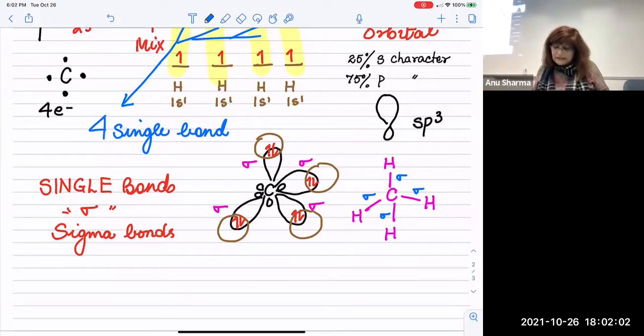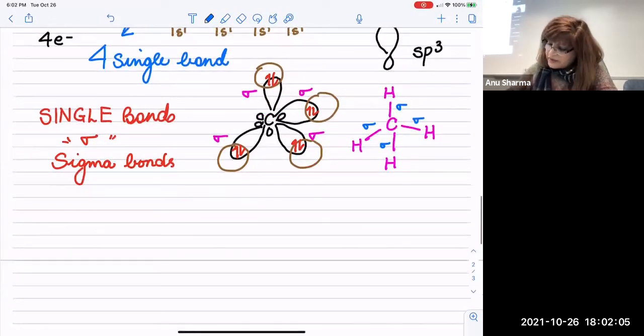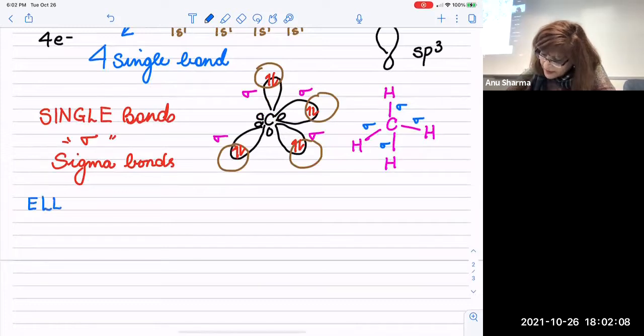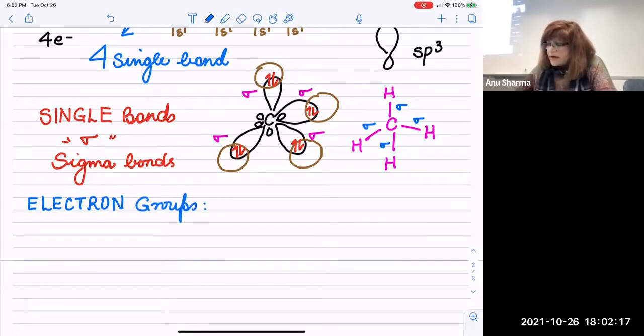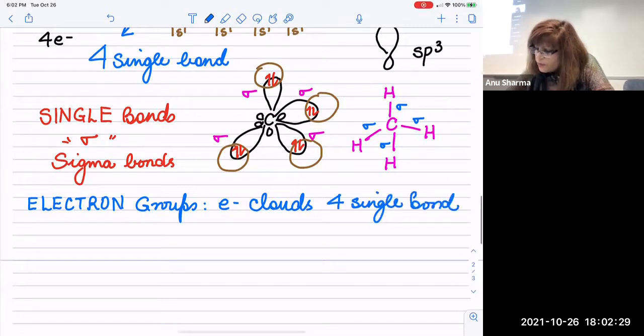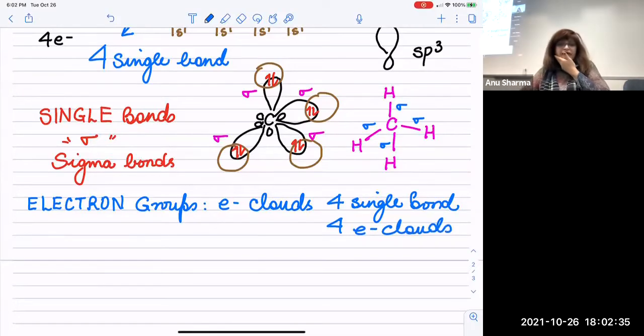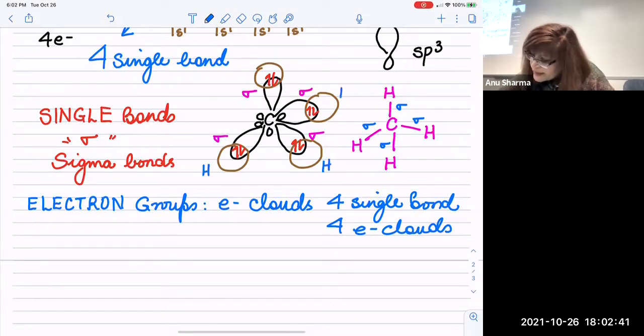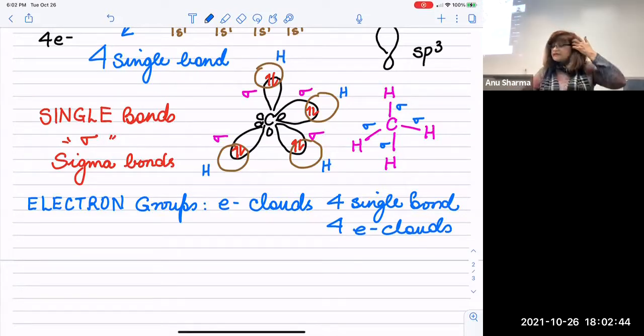So what is the shape? Here, another concept is electron groups. Electron groups are electron clouds. Here we see there are four single bonds, and four single bonds mean four electron clouds. That's what it is, electron clouds. One thing I forgot to put here: this is hydrogens. So always label what that is. A lot of details here.